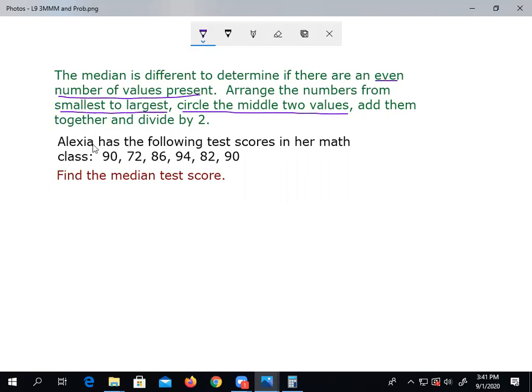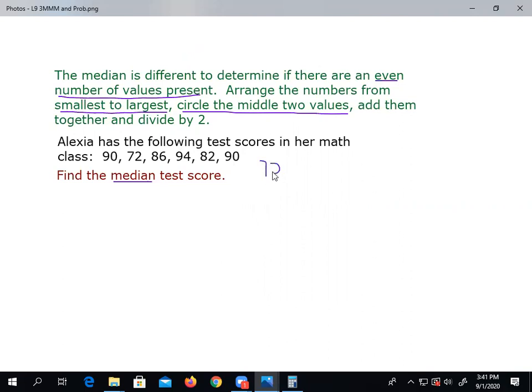So let's look at this problem here. Alexia has the following test scores in her math class. She's got a 90, a 72, an 86, a 94, an 82, and a 90. The question is, find the median. So again, our clue is in the question, and that is a median. And to find the median, the first step is to arrange them from smallest to largest.